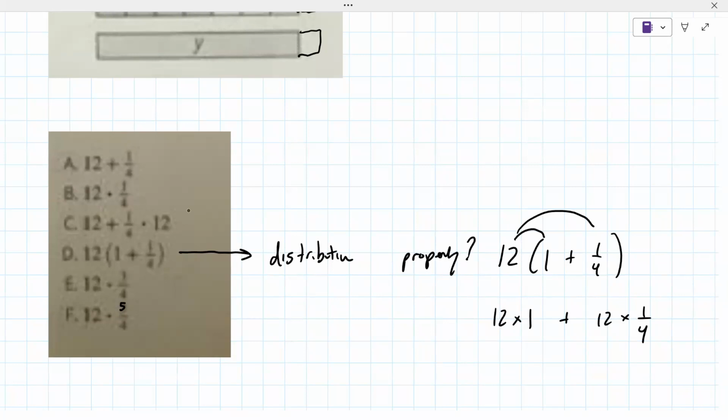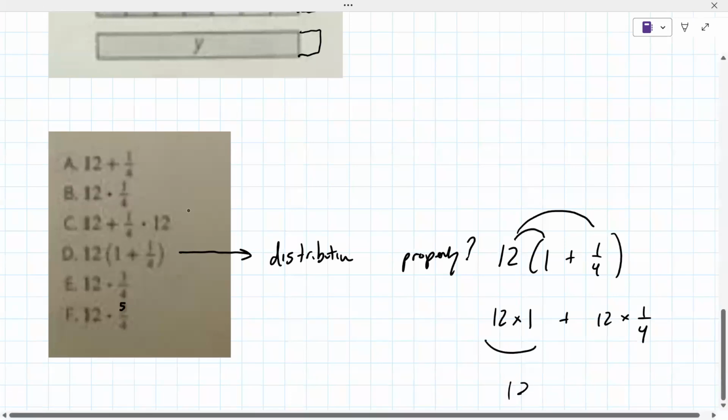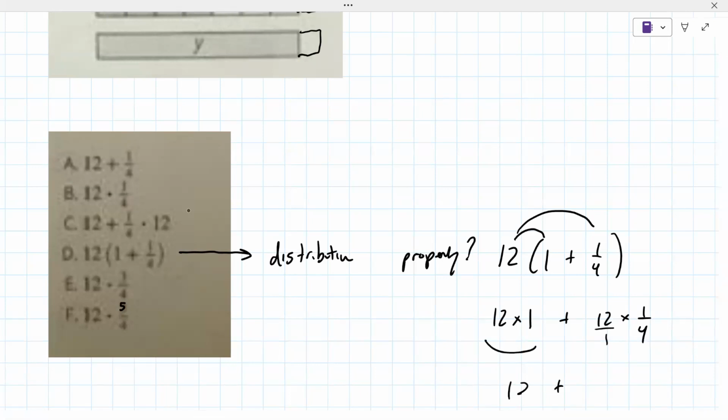Does that look more familiar or is that still kind of weird? Yeah. Okay. And 12 times 1 is 12 plus 12 times a fourth. Can you tell me what that is when it's fully reduced, please? 3. It's 3, which ends up being 15. So that's kind of odd. So D is really like 15.